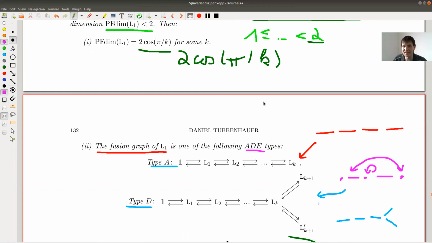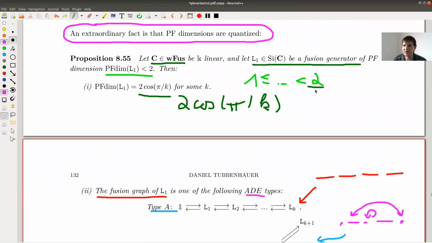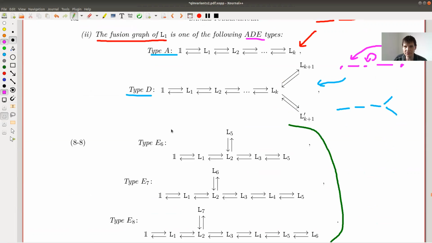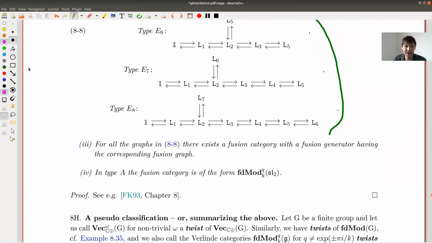And because it's so important, I say it again. Fix the Frobenius-Perron dimension to be at most 2, strictly at most 2, and you will see exactly those fusion graphs turning up for the generator. Amazing statement. Not just that, this is a classification, but the classification is then for all of them, there actually exists a fusion category.